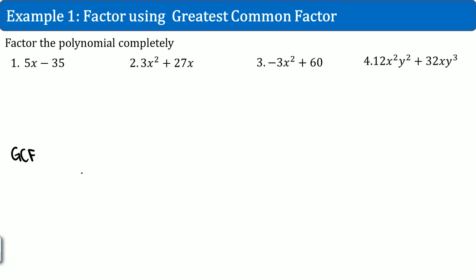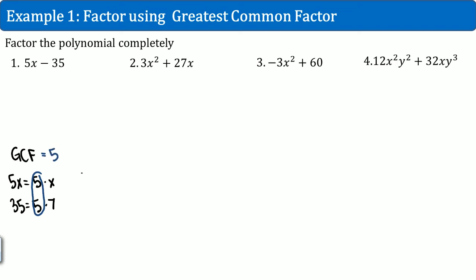And so the first term is 5x. So let's expand that. That's just 5 times x. Then we have 35. That can be expanded to 5 times 7. We want to circle what they have in common. They have a common 5. So we would say the GCF here is equal to 5.